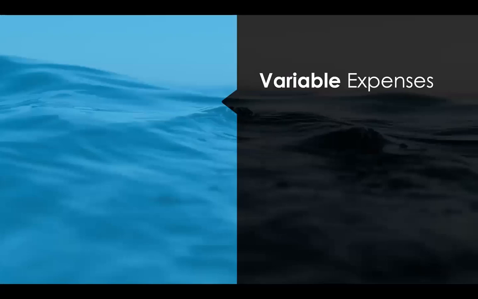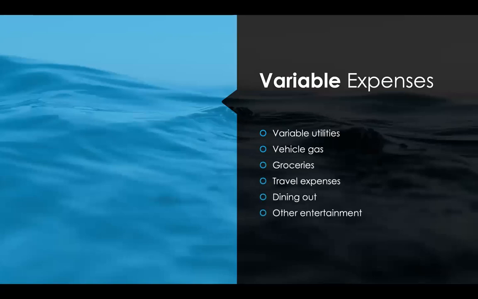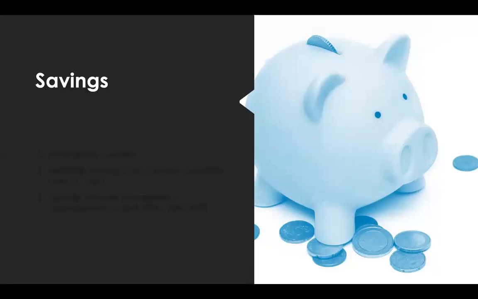Next step, variable expenses. These are the ones that fluctuate. So we're talking utilities like electric, vehicle gasoline, groceries, travel expenses, dining out, other entertainment, and then shopping non-necessities. So this would be fun clothes or expenses, right? And then a big thing that people don't like to include in the budget, I think is really important, is your savings. Almost treat it as an expense, but keep it separated.